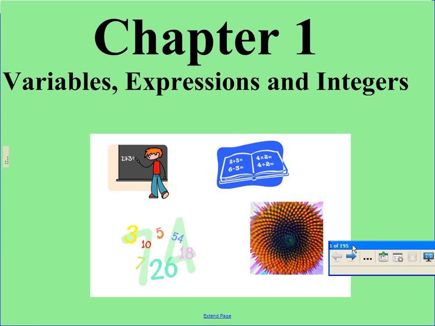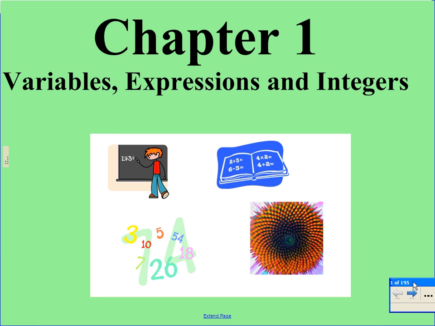Okay, boys and girls, we are going to start Chapter 1 today. Chapter 1's title in our pre-algebra book is Variables, Expressions, and Integers. So we're going to talk about all three of those things in much detail in this chapter. So what is a variable? Anyone have any idea? What is a variable?